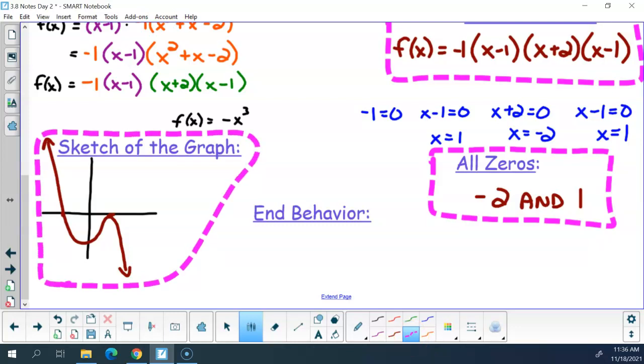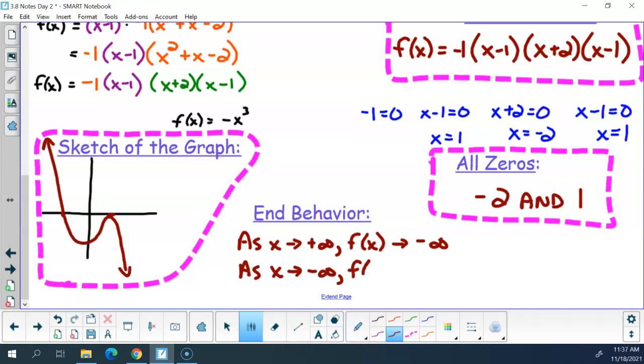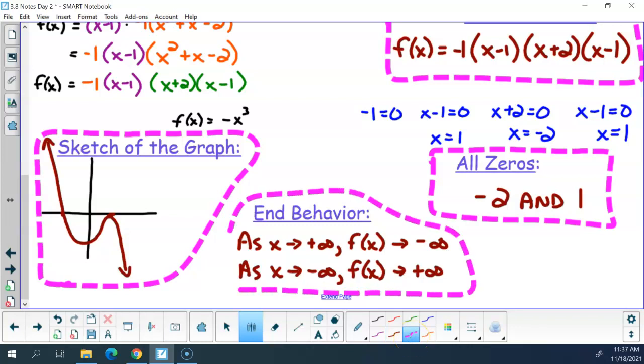Okay? So then we just have end behavior left. End behavior says, as x is going to positive infinity, my function is going to negative infinity. And as x is going to negative infinity, my function is going to positive infinity. And that's everything that we needed.